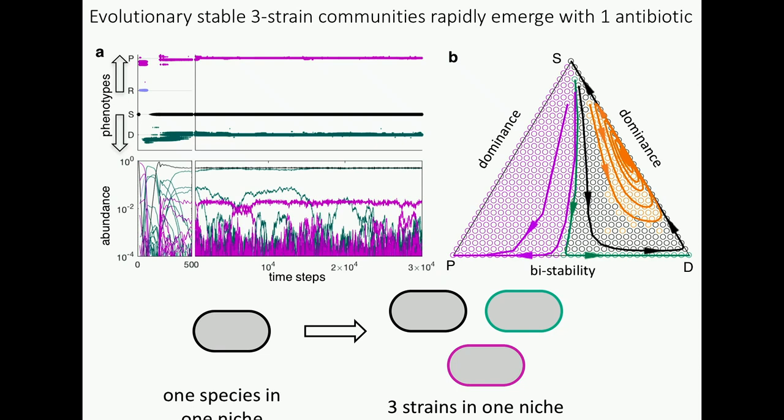So it's a three species community between a producer strain, a sensitive strain, and a degrader strain. It's like a community that Simon proposes, but instead of a resistant strain, you have a degrader strain. But now it's spontaneously emerging. And moreover, it's an evolutionarily stable state. What I mean by that is it's ecologically stable. If I turn off mutations, it will persist indefinitely.